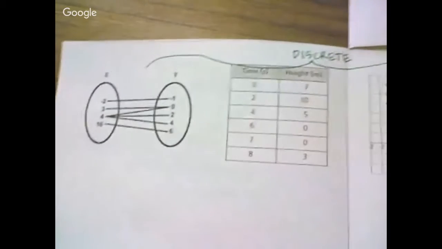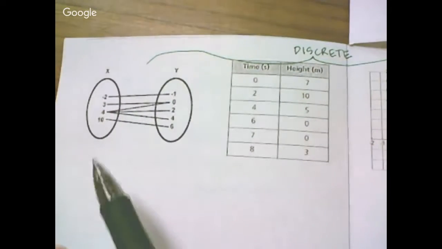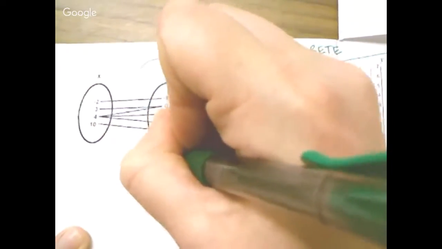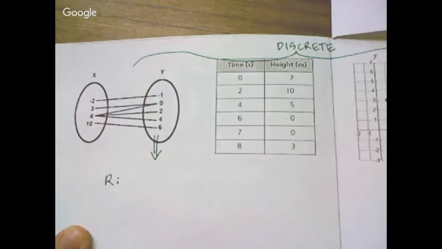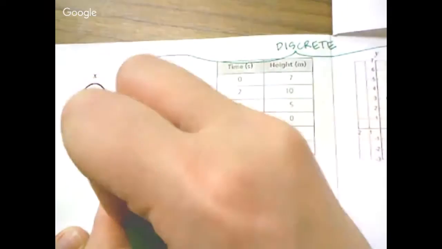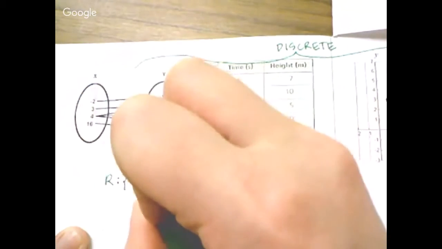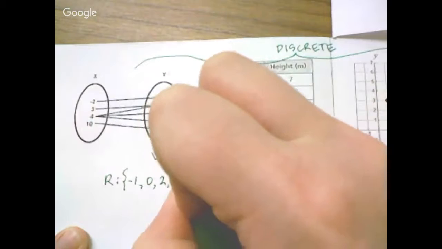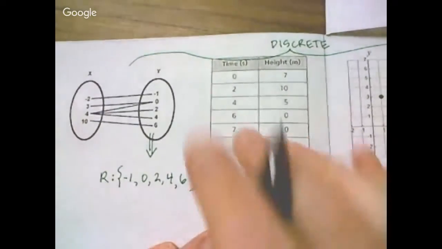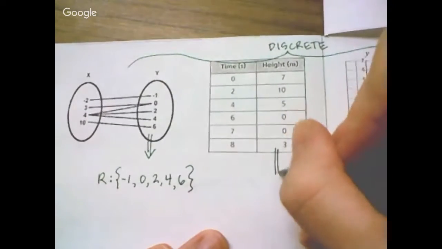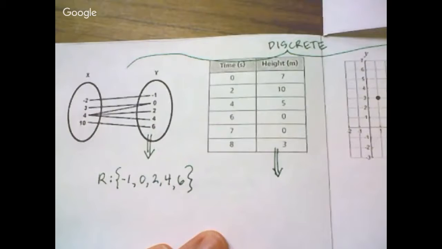Just like I did with domain, when I wanted to find my x values, I just listed them. When I want to find my y values, I just list them. So my y values, I'm talking about a range now, so R includes the list of -1, 0, 2, 4, and 6. For my input-output table, I'm looking at the other column. That's my y values.